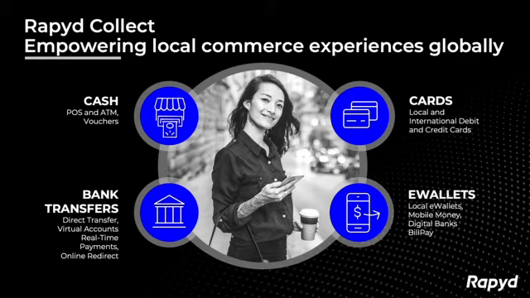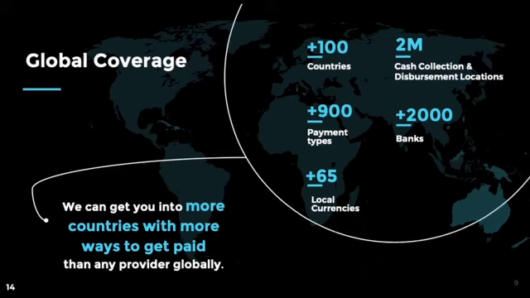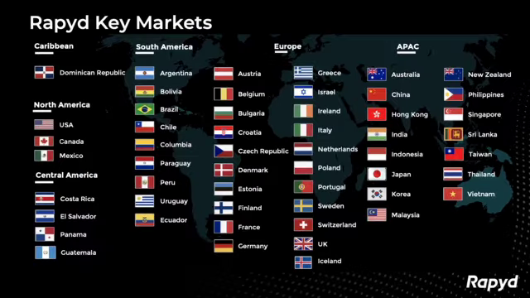And how we do that is by connecting at the back end to over 900 payment types, around 2,000 bank accounts. We have around 2 million cash collection and disbursement connections. So this ensures that all the groundwork is done for you. You do not have to move a finger to be able to sell in another market. And that's the beauty we bring to it.